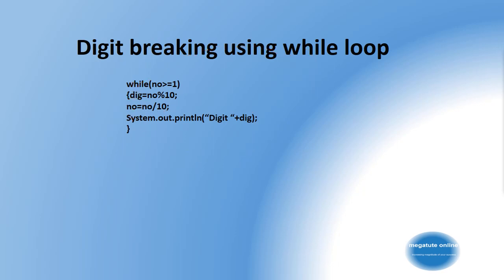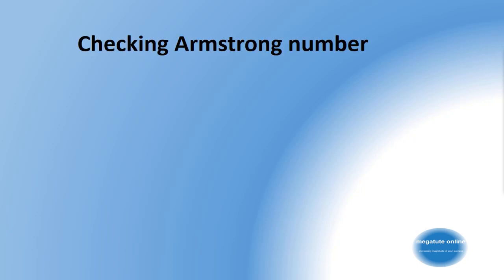The 3 digits of the number. Okay. This is the way we use a while loop to break any digit number into its digits, right? And then according to the questions, we do it. We solve the question. Now, let's take an example of Armstrong number.